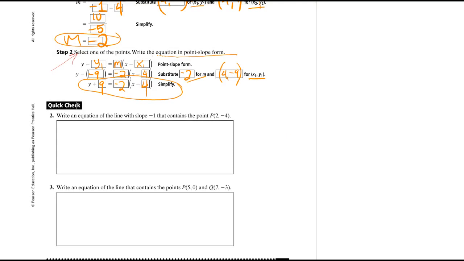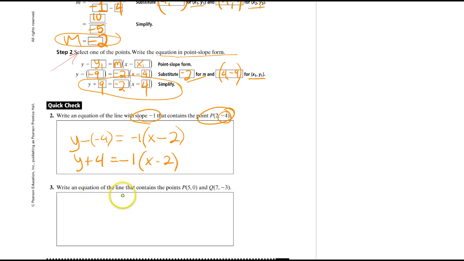Okay, 2 more. Write an equation of a line with this slope that contains that point. Oh, well, let's see. I got point slope form. Let's go for it. Y minus y1 equals slope times x minus x1. Can you simplify that just a little bit? Yes. So you just say y plus 4 equals -1 times x minus 2. Last one. Write an equation of the line that contains these 2 points.